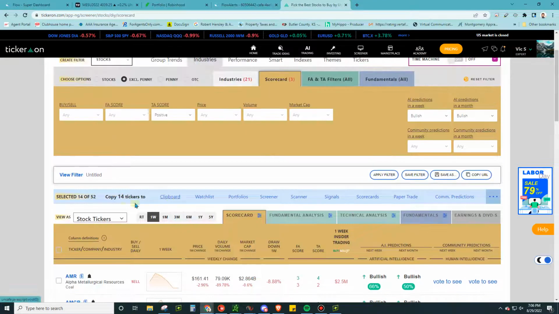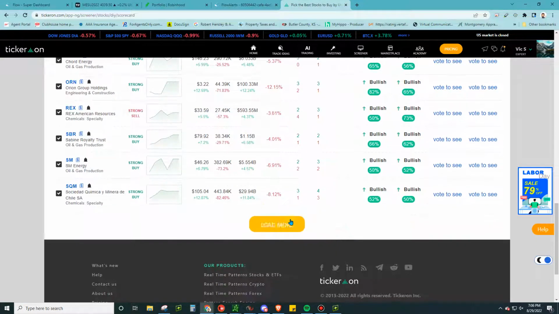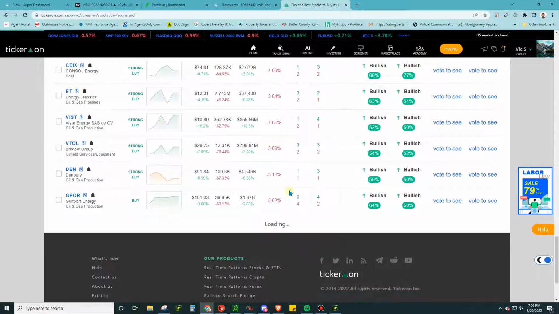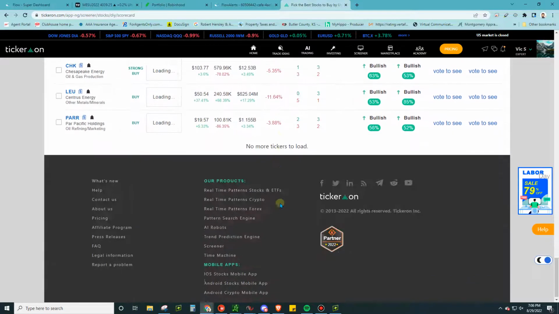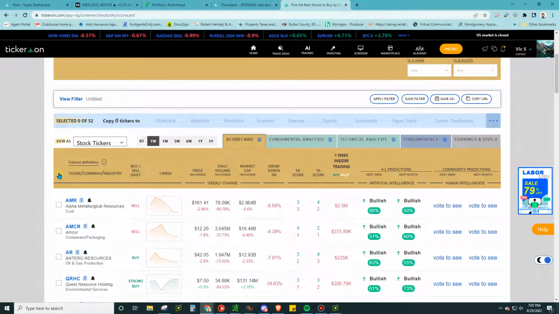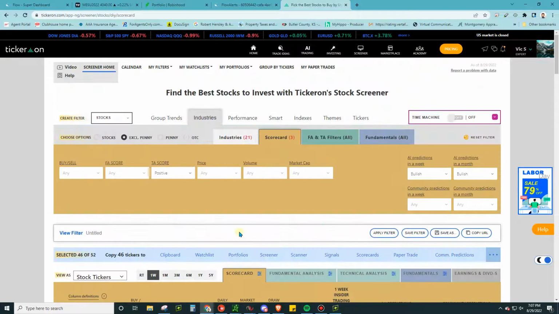All right, so basically what do we have selected here? We only have 14 selected. Let's get them all. We're going to select all of these, and then we're going to take them over to the pattern recognition engine. There we've got 46 tickers. Copy to the clipboard.